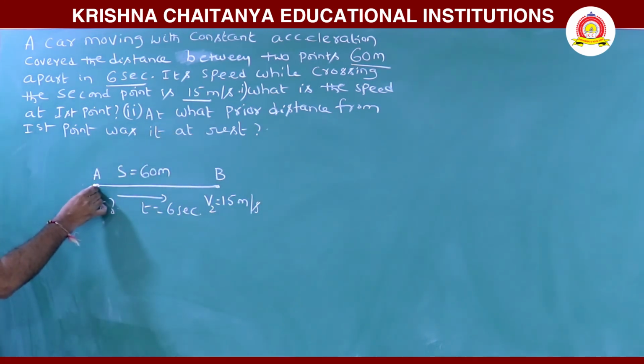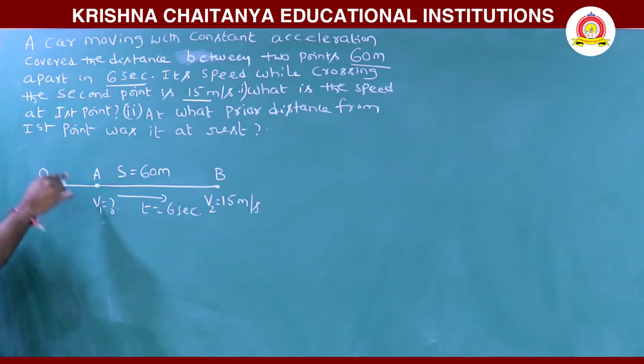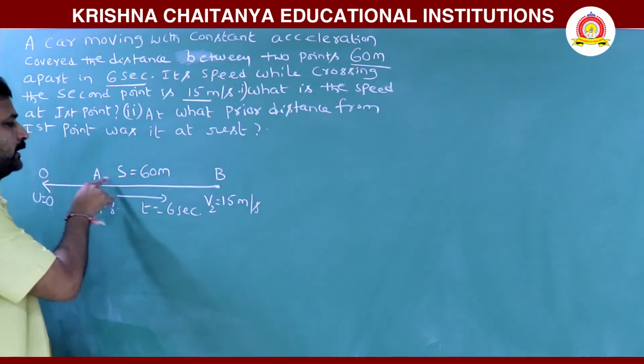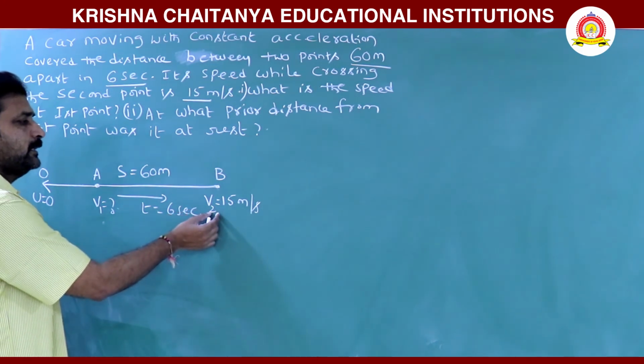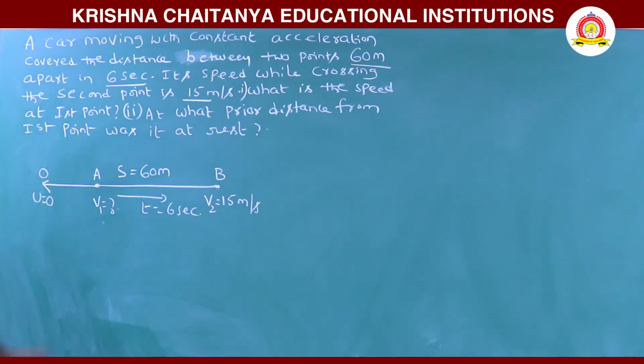From first point, at what distance it was at rest? Let this point be O, and here it is at rest. So it started from rest. So at what prior distance from first point was it at rest? This is the second question. So first, here what is the data given? Distance between 2 points and one velocity V2, time, and you are asked to find V1.